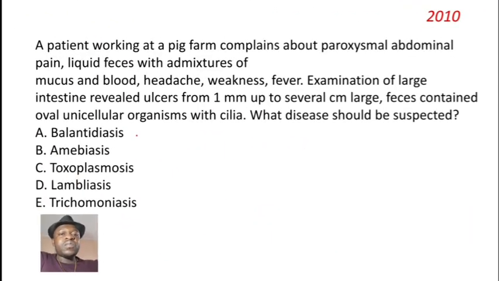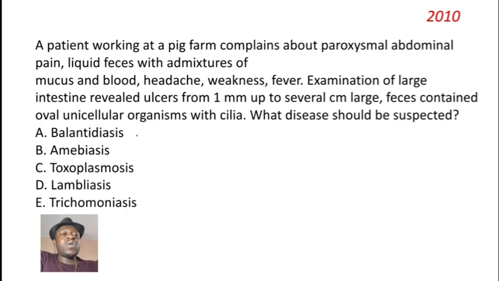Next question. A patient working at a pig farm complains about paroxysmal abdominal pain, liquid feces with admixtures of mucus and blood, headache, weakness, and fever. Examination of the large intestine revealed ulcers from 1 millimeter up to several centimeters large. Feces contained oval unicellular organisms with cilia. What disease should be suspected?